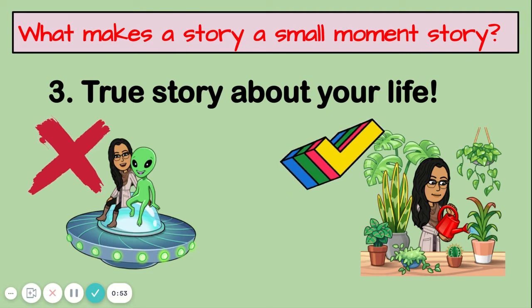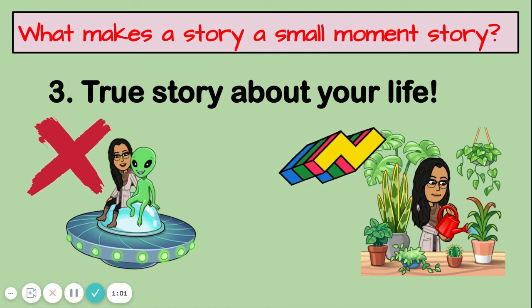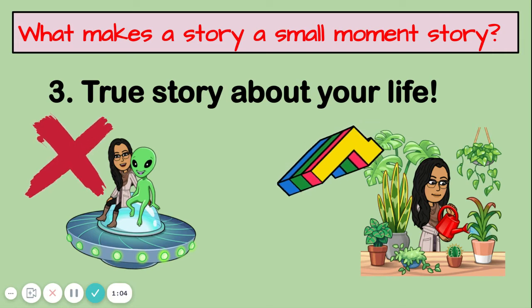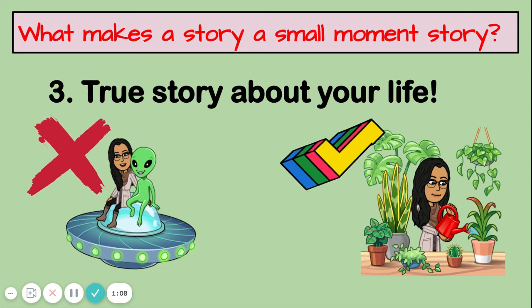Number three, a small moment story is always a true story. This means the characters are real, they're not pretend characters or fictional creatures. The story is usually about something that happened that involves real things, places, or ideas.